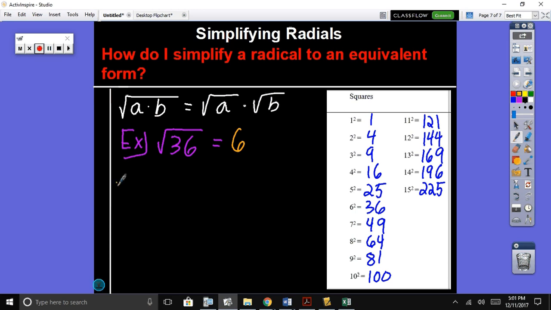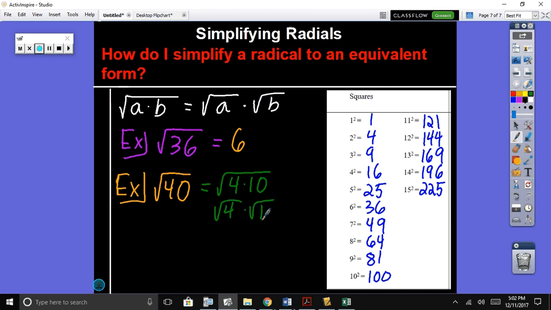In the second example, we're going to do the square root of 40. In order to do this, we're going to look for perfect squares that go into 40 evenly, without a remainder. So obviously 1 will, but we're looking for something a little bigger. Well, 4, yes, 4 will. So if I do that, I get the square root of 4 times 10. Now I'm going to use that property I mentioned above, and I'm going to say, okay, I can break that up into the square root of 4 times the square root of 10.